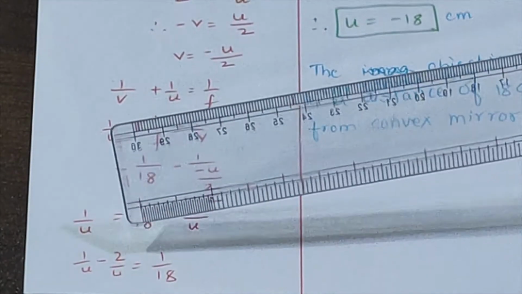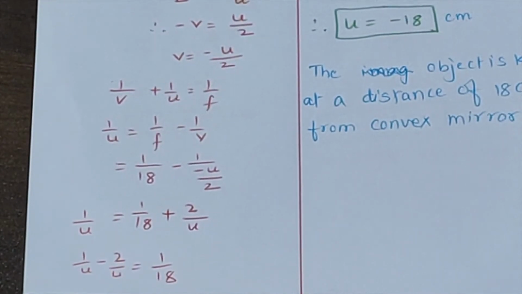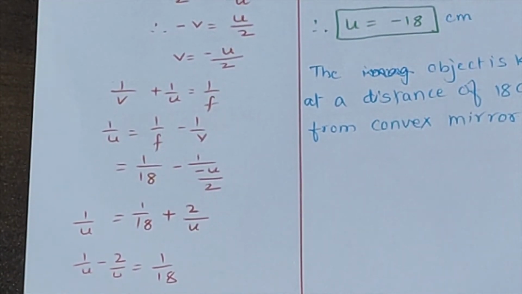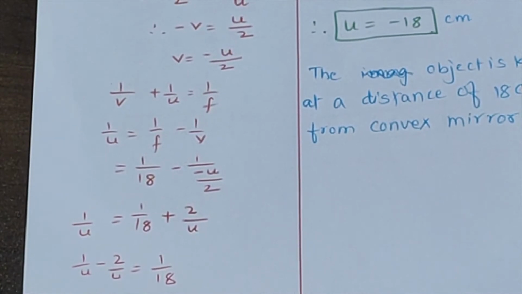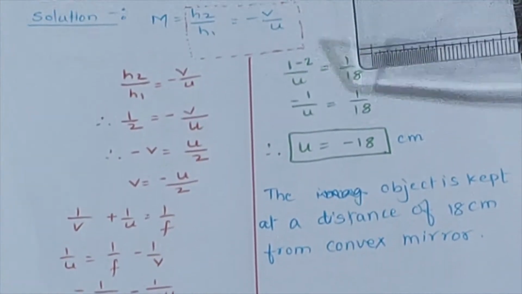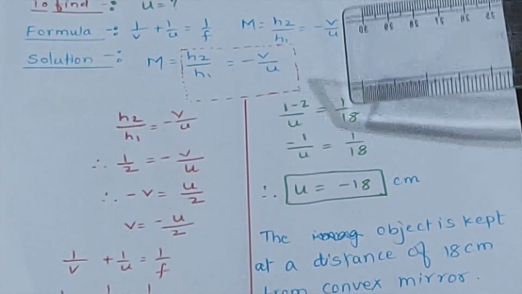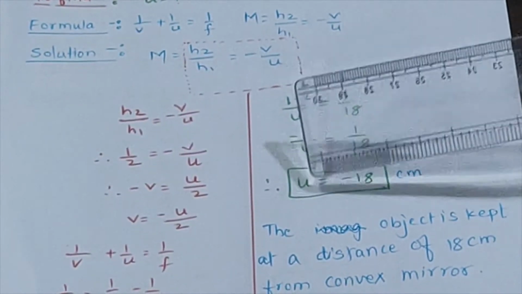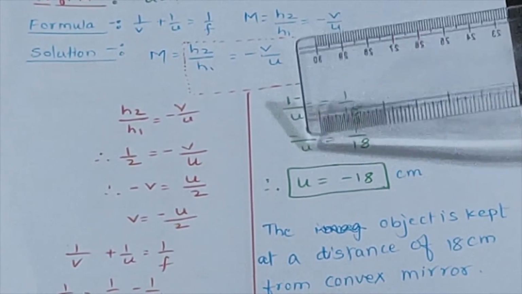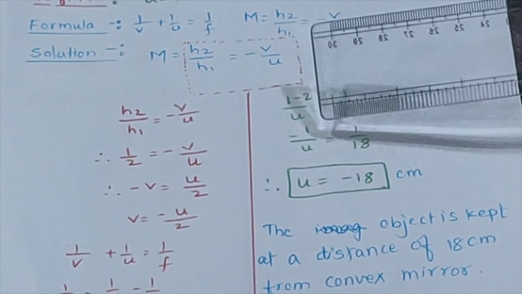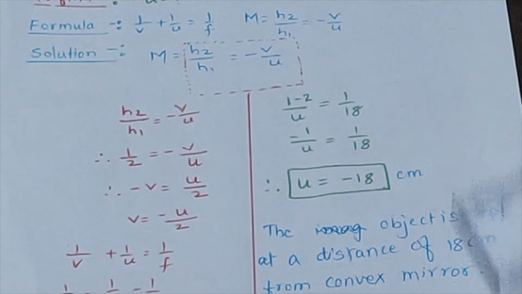If I solve this, it is very simple maths. Denominator is equal, so numerator, whatever the addition subtraction is there, will be formed. So 1 minus 2 upon u is equal to 1 upon 18. So this 1 minus 2 is minus 1 upon u is equal to 1 upon 18. So here u equals minus 18. So when you solve it, take the reciprocal, so you get u is equal to minus 18 centimeter, and you're done.